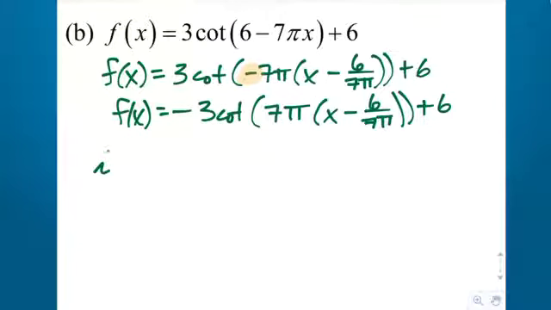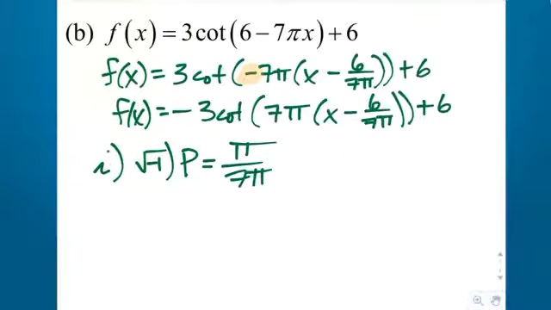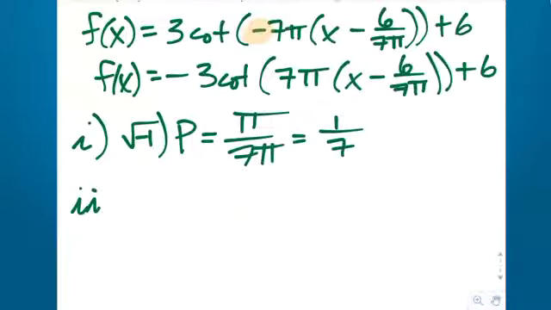All right, so letter I, or if you want to start calling that letter the square root of negative 1, that would be acceptable. We want to find the period. So the period is pi over the absolute value of B. So it's pi over 7 pi, which I do want you to simplify on the quiz. It's a 7. Okay, same thing. Part II, or I squared, which is also known as 1, right? I squared is negative 1, sorry, not 1.